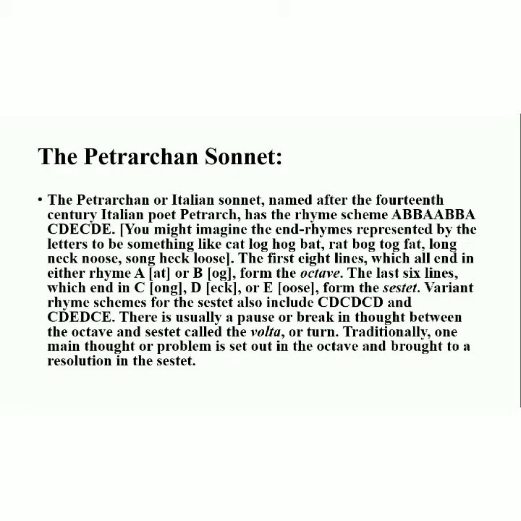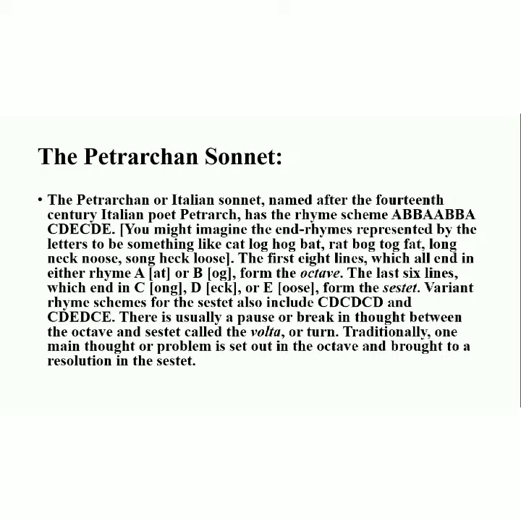So now we have to know what the Petrarchan sonnet is. The Petrarchan or Italian sonnet, named after the 14th century Italian poet Petrarch, has the rhyme scheme ABBA, ABBA, CDE, CDE. The first eight lines, which all end in either rhyme A or B, form the octave. And the last six lines, which end in C, D or E, form the sestet. Variant rhyme schemes for the sestet also include CD, CD, CD and CD, ED, CE.